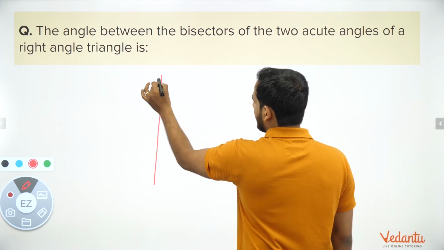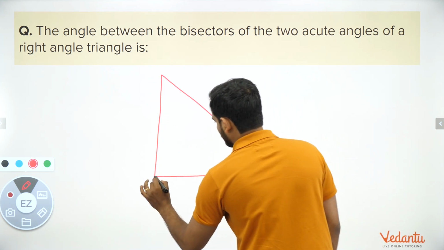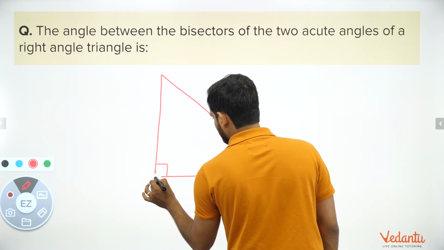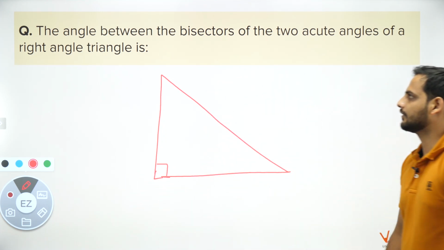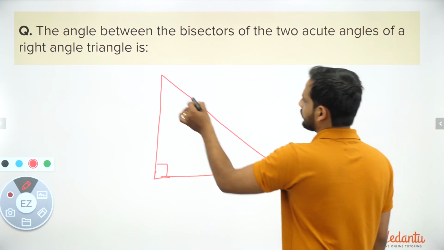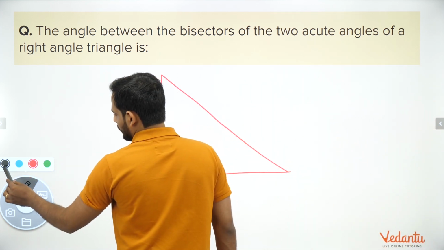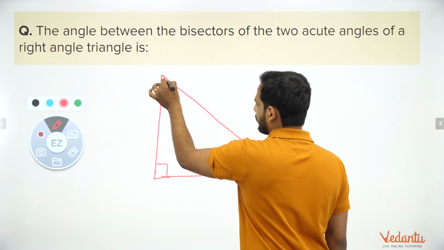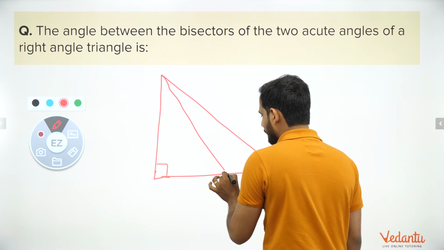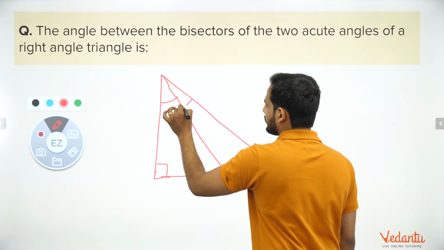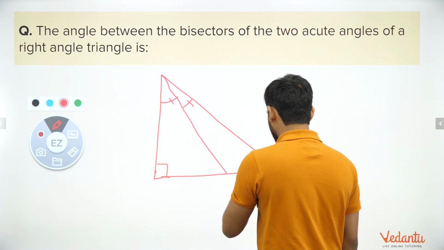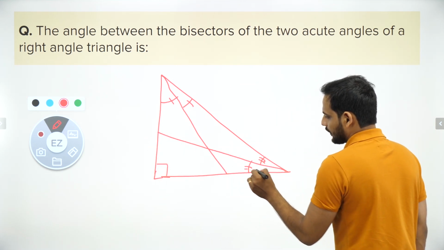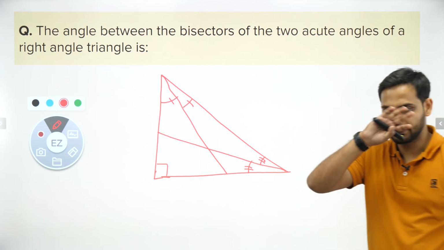First, they are telling me about a right angle triangle, so the right angle triangle is here. The bisectors of the two acute angles: let us draw the bisector of this acute angle here. This bisector means this angle and this angle are both equal. And let us draw the other bisector here. This bisector means this angle and this angle are both equal.